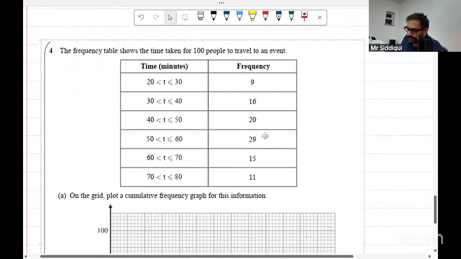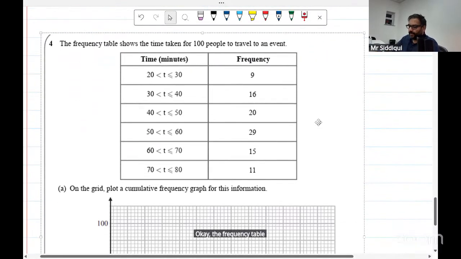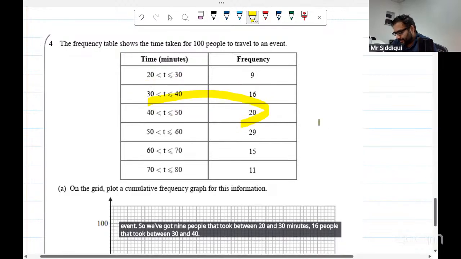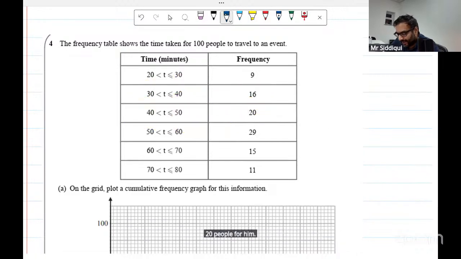Okay, the frequency table shows the time taken for 100 people to travel to an event. So we've got 9 people that took between 20 and 30 minutes, 16 people that took between 30 and 40, 20 people from so on. It wants you to draw a cumulative frequency graph for this information.